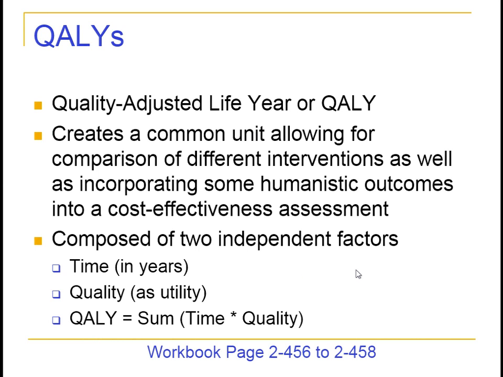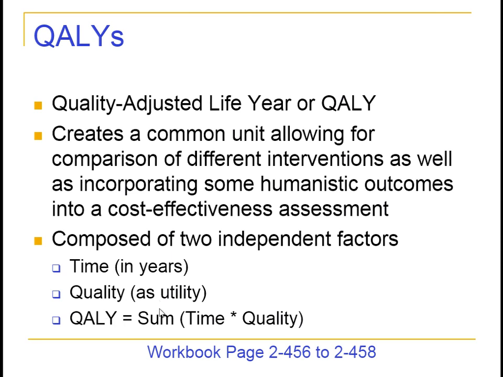So what is a QALY? A QALY is a quality adjusted life year. It creates a common unit for comparisons of interventions while incorporating some humanistic outcomes into the cost effectiveness assessment. It's composed of two independent factors, time and quality. Time in years is a problem for acute and very short-term situations in that often your QALYs become very, very small and your incremental costs, therefore, are very large. And quality as a utility.